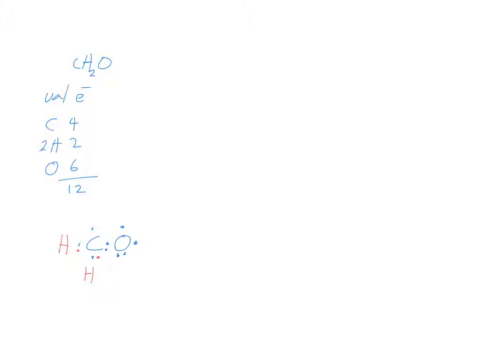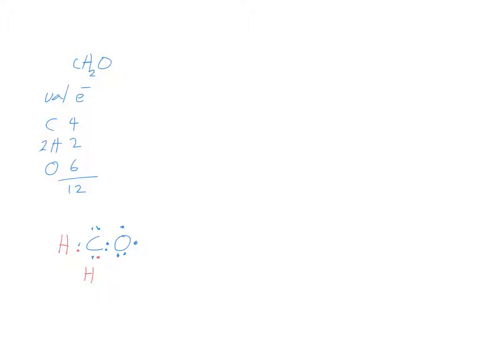Okay, so we should have all of our atoms here now, but let's just count them up. We have 1, 2, 3, 4, 5, 6, 7, 8, 9, 10, 11. Oh, looks like I forgot one. So we've got to add one more electron in here. It doesn't matter really where I put it, I'm going to put it over here.